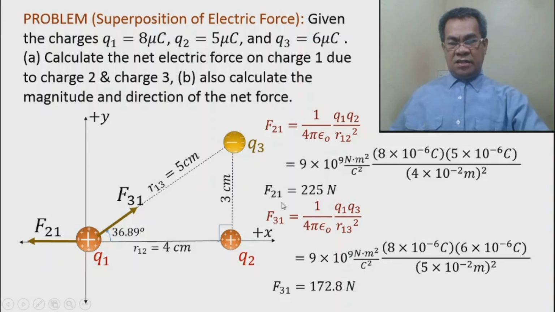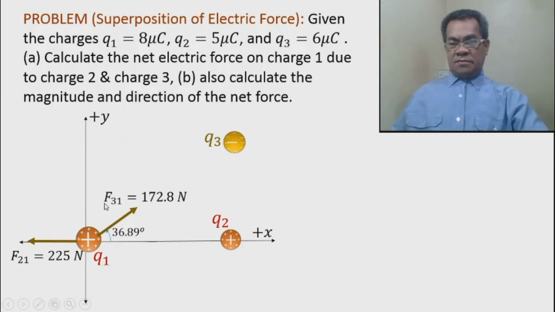So, these are now the magnitudes of the forces on the interacting charges. This is F21, the magnitude of the force that 2 exerts on 1, and F31 is the force that charge 3 exerts on 1, 172.8 newtons. And this is the force that 2 exerts on 1. And remember, the angle is 36.89 degrees between them. So we are now ready to find the net force.